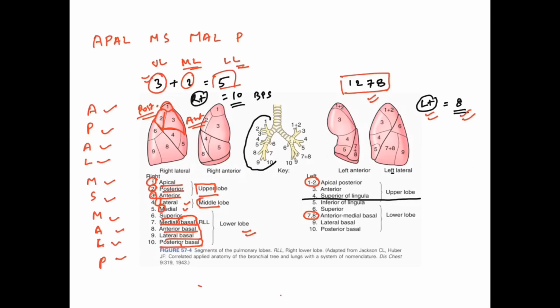the middle lobe, which is embryologically similar to the lingula of the left lung. Lateral becomes superior and medial becomes inferior. So it is the same: A pal, MS, small p.